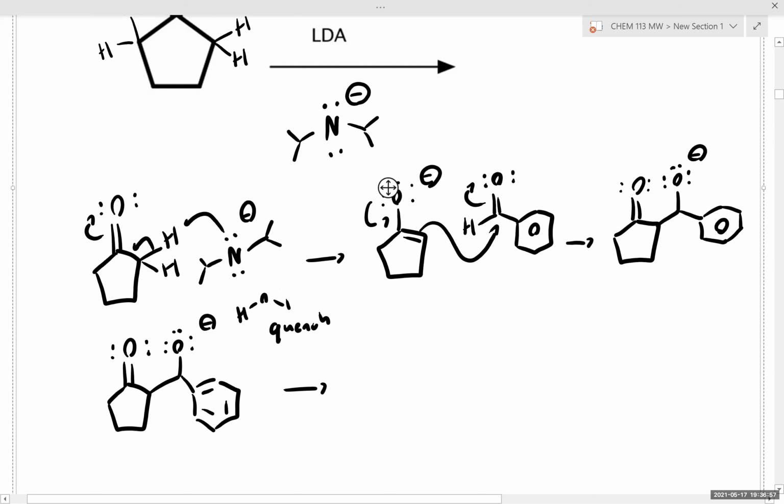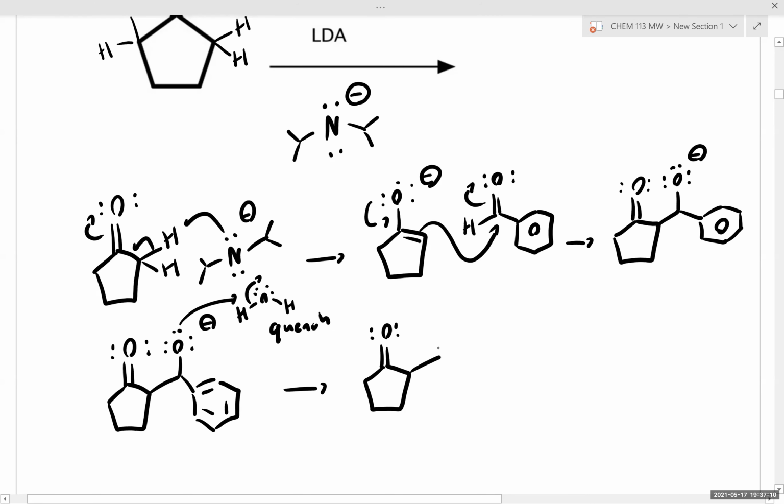Sure, that's more than reasonable to propose. So we've isolated our desired aldol product formed by the reaction of cyclopentanone with benzaldehyde. So this student proposed mechanism looks completely reasonable.